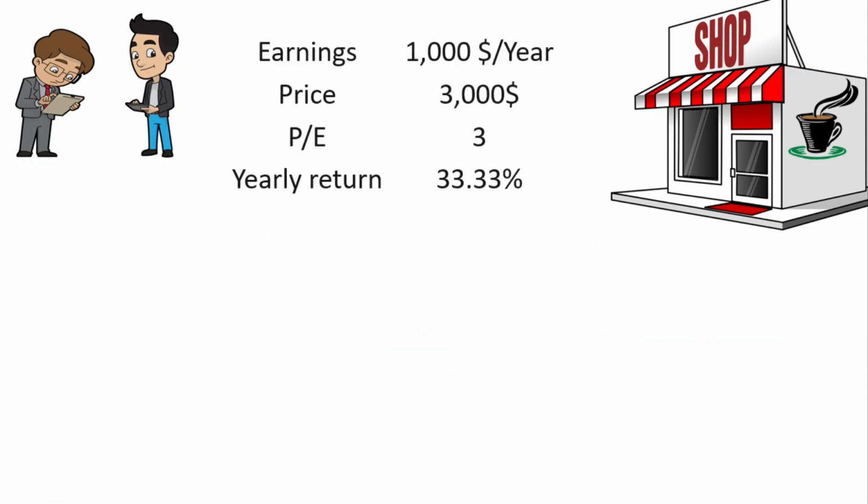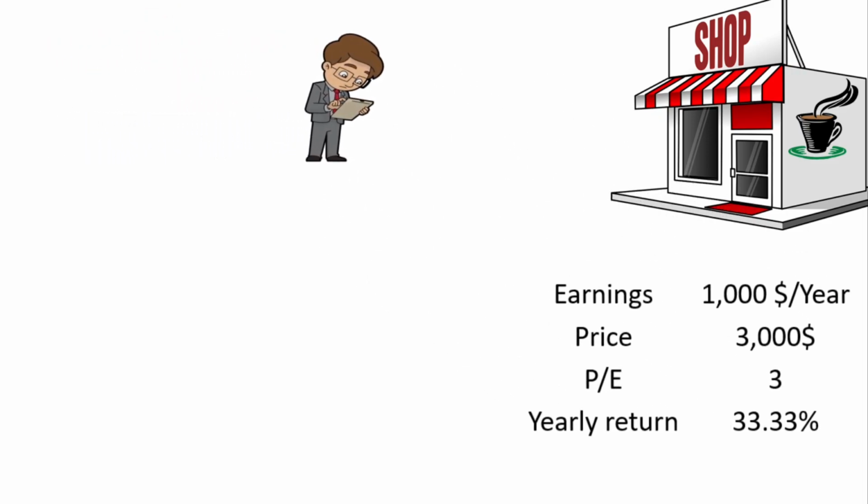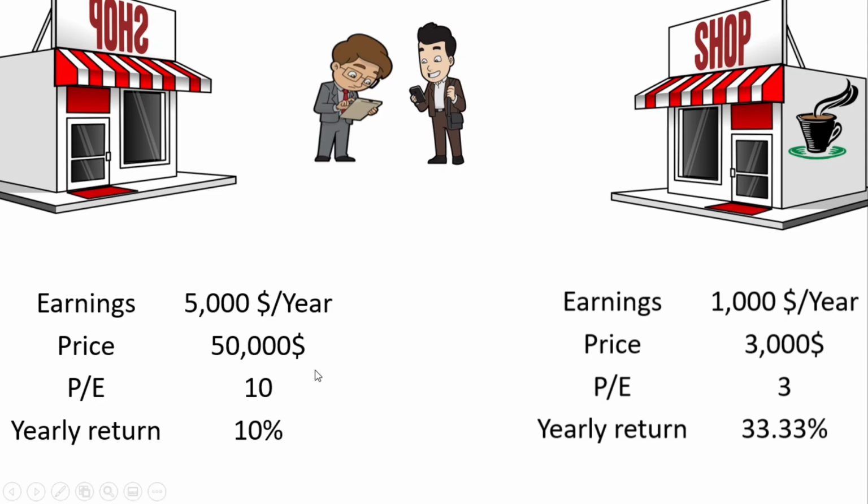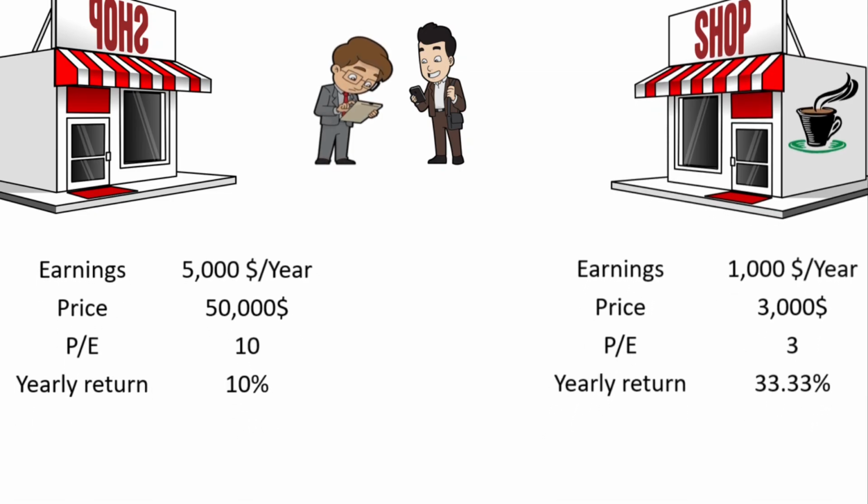But wait a second. There is another coffee shop in the neighborhood. Dan's also selling his coffee shop. Let's check Dan's numbers. Well, Dan's coffee shop makes $5,000 per year and Dan wants $50,000 for his coffee shop. If we divide $50,000, which is the price, by $5,000, which is the earning, we get a PE of 10. The yearly return will be $5,000 divided by $50,000, that would be 10%. I'm not sure which one is better, so let's try two investment scenarios.